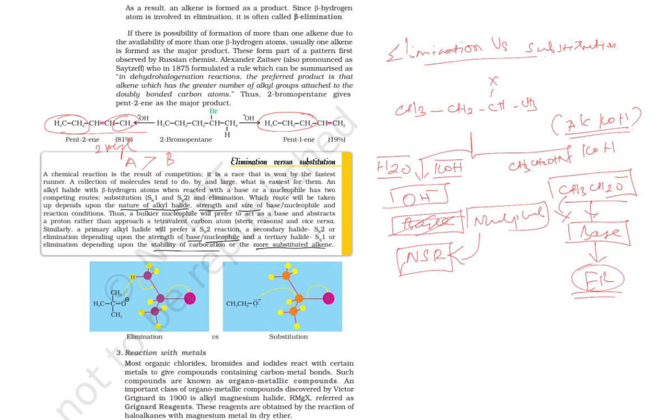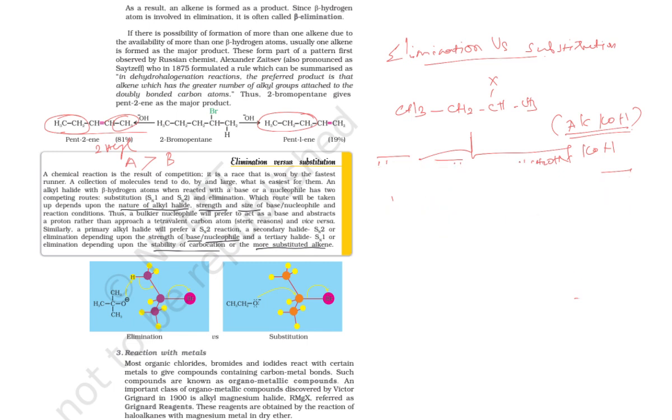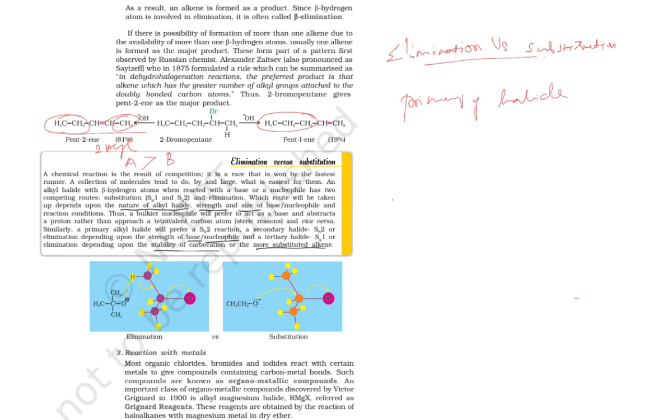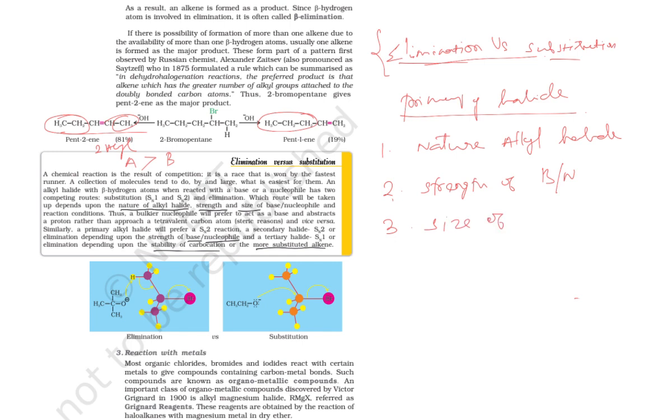Understood? Right. So one more thing I want to explain here. Elimination and substitution are decided by some things. What are the factors which are going to decide? The first factor is the nature of the alkyl halide, whether it's primary or secondary. Then the strength of the base or nucleophile. The third one is the size of the base and nucleophile. These are the 3 factors which decide whether it undergoes elimination or substitution. Clear?